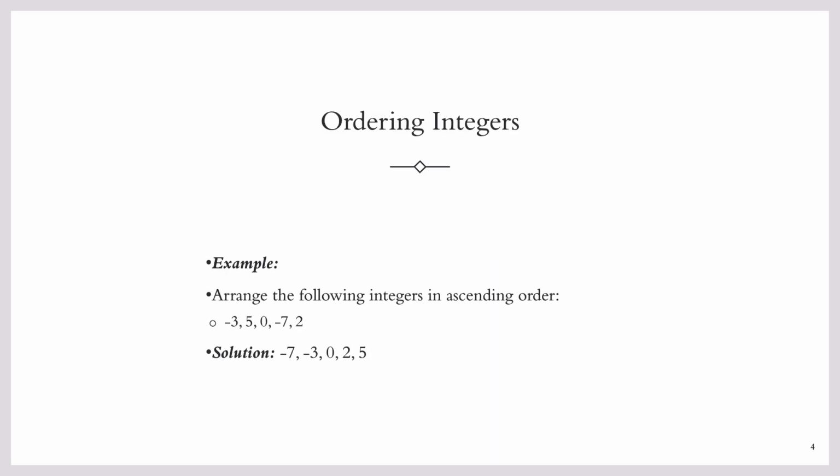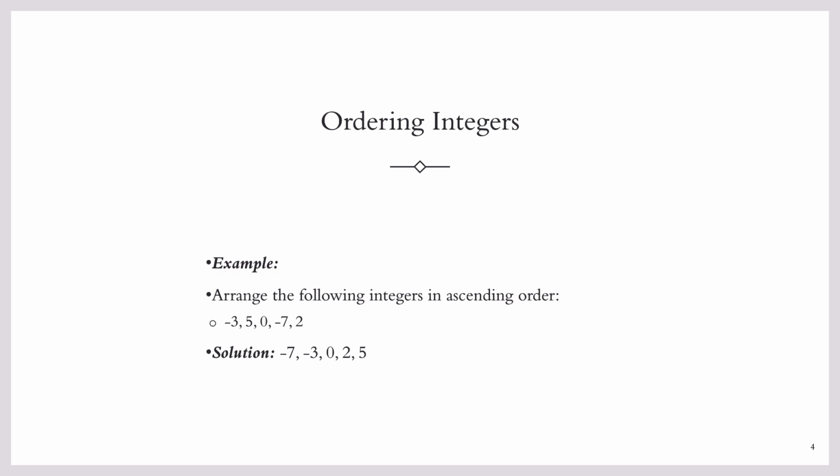Now let's talk about ordering some integers. If we have any integers and we are asked to arrange them in a particular order, let's say in this example, we arrange the following integers in ascending order. By ascending order, we mean that the smallest number is going to be on the leftmost side and the largest number on the rightmost side. So if we are given -3, 5, 0, -7, and 2, we can see that -3 is certainly smaller than 5, but 0 is greater than -3 but less than 5. So it would lie somewhere between -3 and 5. Similarly, -7 in this list is the smallest number. Therefore, it should be on the leftmost side for an ascending order.